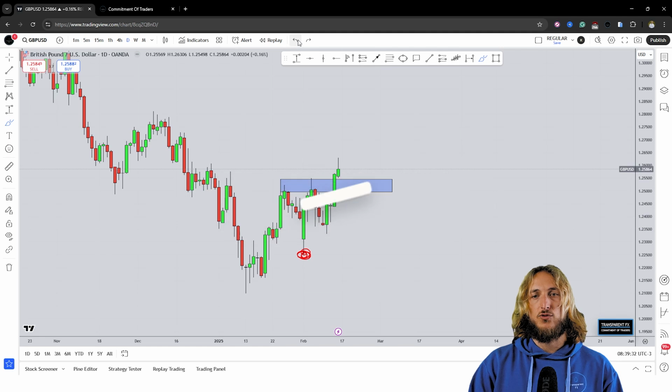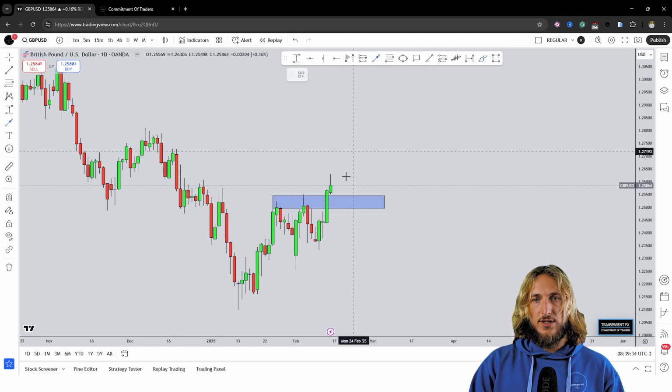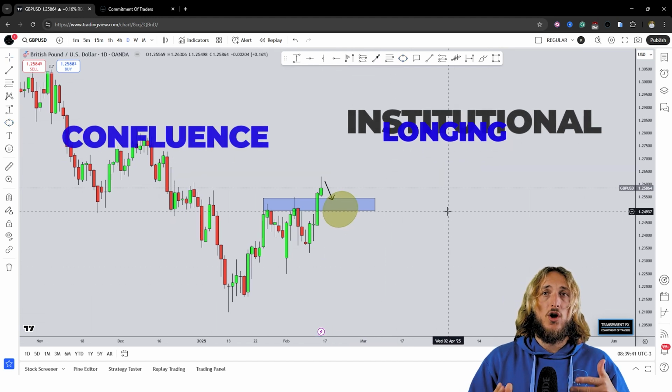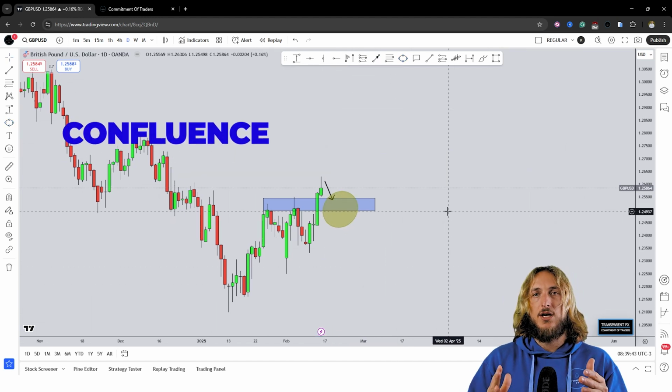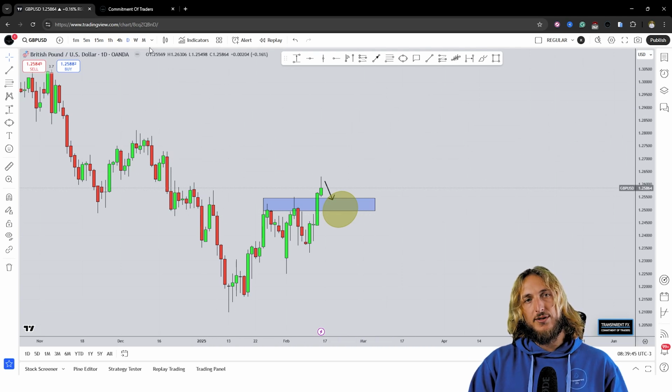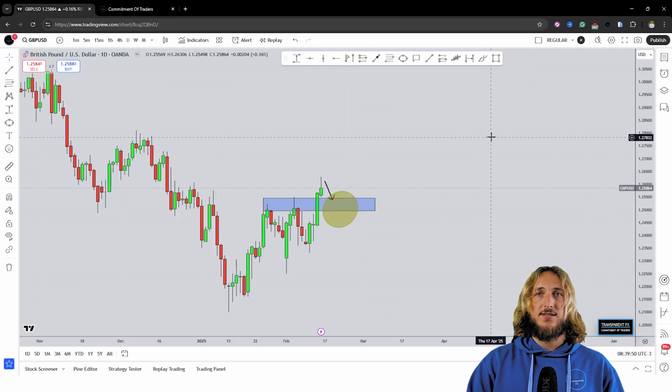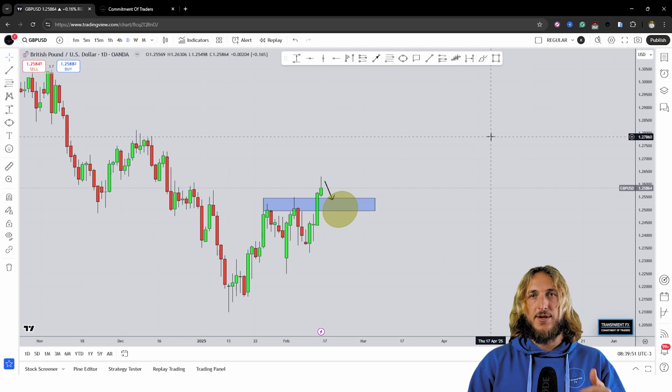Now back to the analysis. So in a situation like this, where we know that there is the possibility of seeing more institutional longing inside of this confluence of support, what would I expect? Well, as usual, trading is reactive and not predictive. The monthly, weekly, and daily timeframes combined with the COT data, those are the best timeframes when it comes to the directional aspect of the market.